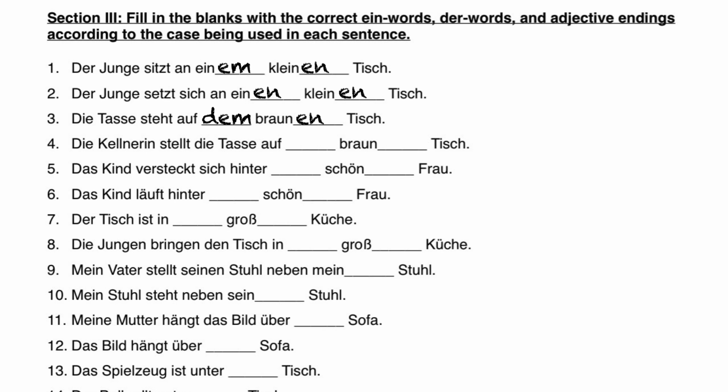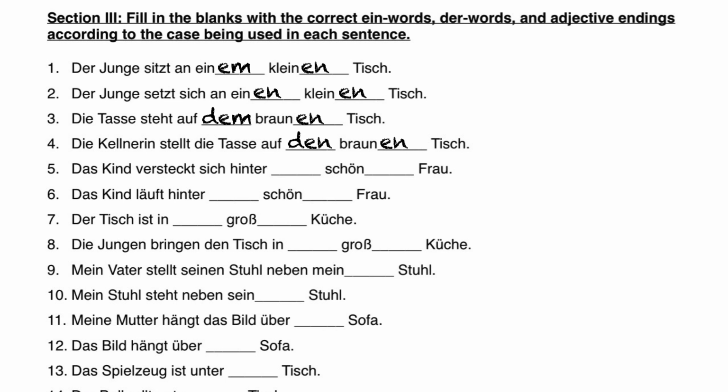Nummer 4. Die Kellnerin stellt die Tasse auf blank blank Tisch. Stellen takes a direct object. Here we have the waitress is putting the cup onto the table. And since it's onto in English, we would use here the accusative case, auf den braunen Tisch. Die Kellnerin stellt die Tasse auf den braunen Tisch. The waitress is putting the cup on the brown table.